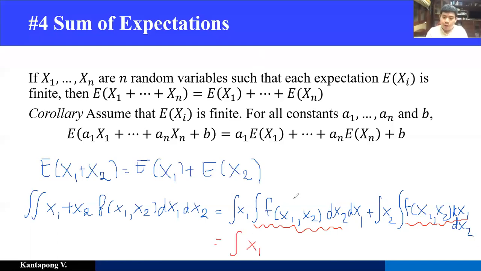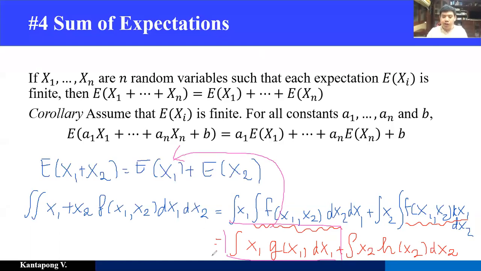After flattening out, what should we get? Integrating x1 from the joint, we get the marginal, okay? Let's say g of x1 dx1, and the integral of x2 h of x2 dx2. This one corresponds to E of x1, right? And this one corresponds to E of x2, okay? And that's the proof.